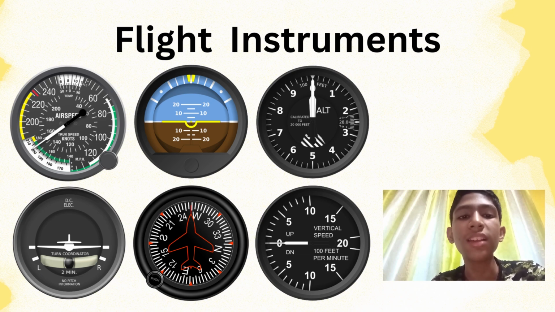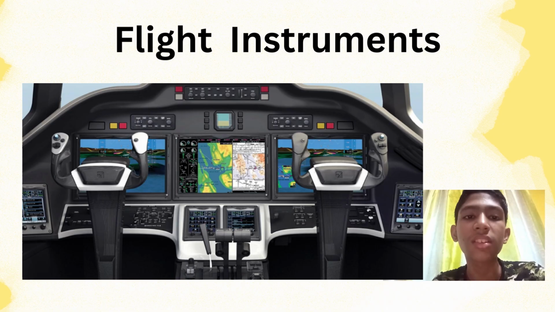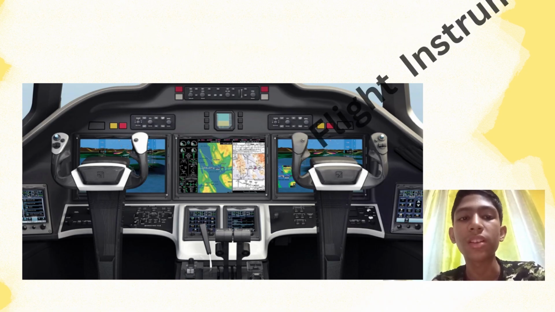The original 6 instrument pack includes the airspeed indicator, vertical speed indicator, altimeter, attitude indicator, heading indicator, and turn coordinator. They help the pilot to fly the aeroplane safely even in cloudy conditions or at night. In addition to these 6, the advanced glass cockpit features digital instruments.